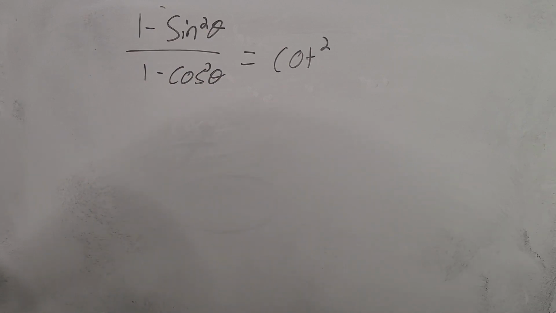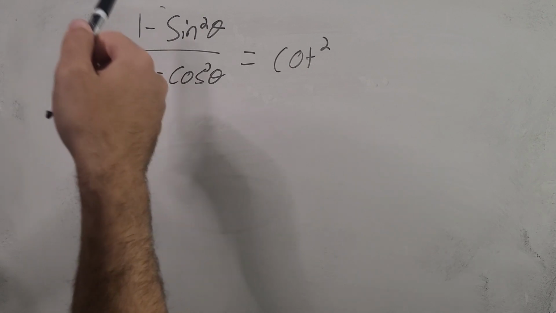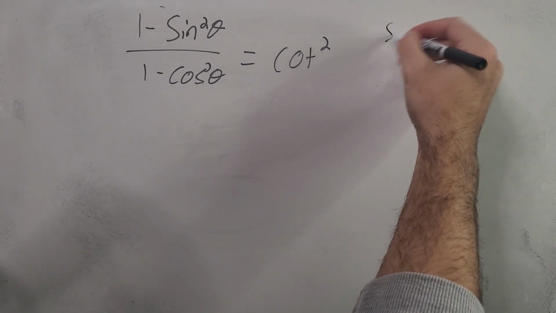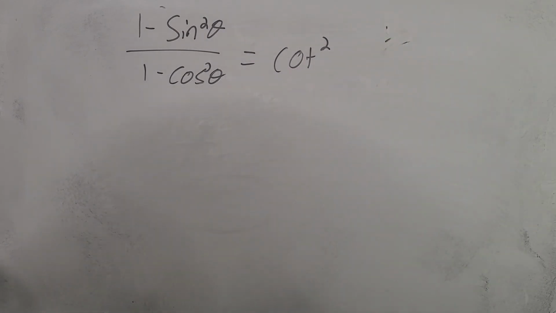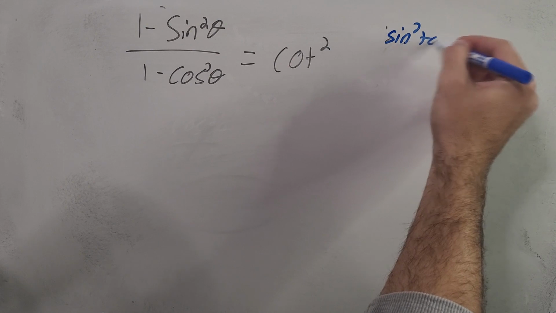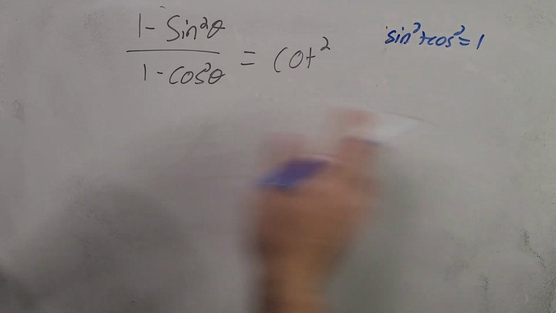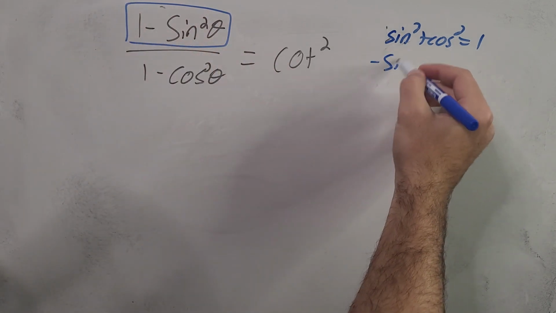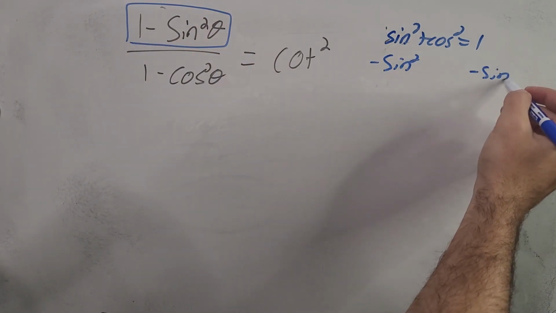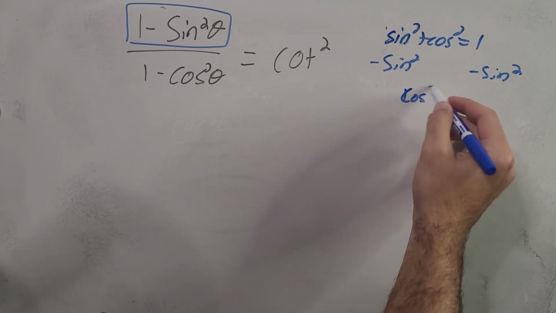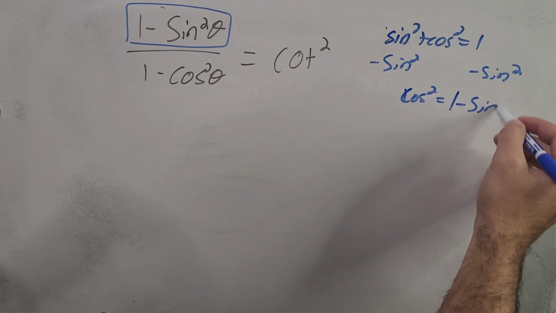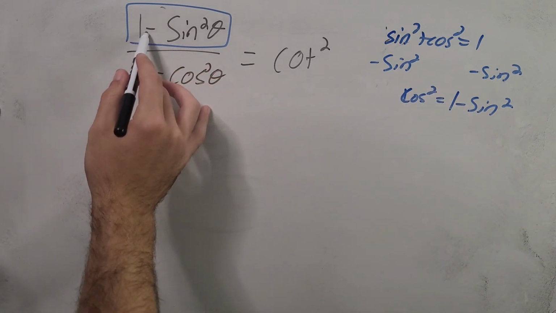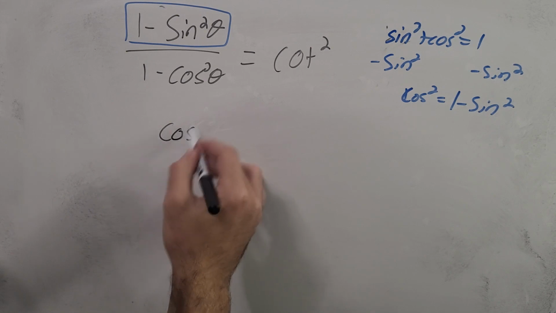So let's try to relate the addition properties that we worked with, the more advanced ones. We know that sine squared, let me grab my blue marker, sine squared plus cosine squared equals 1. Again, I could rewrite this. So let's try to match the 1 minus sine. I'm going to subtract sine squared on both sides. We get cosine squared equals 1 minus sine squared. Now I can identify that this numerator is just cosine squared. I'm going to start off with that.